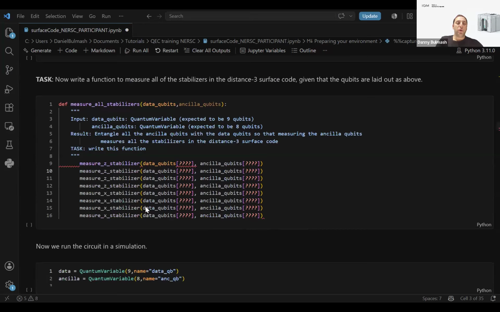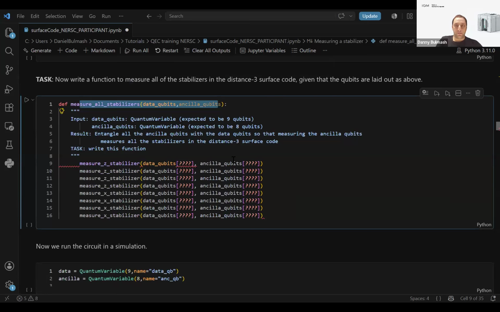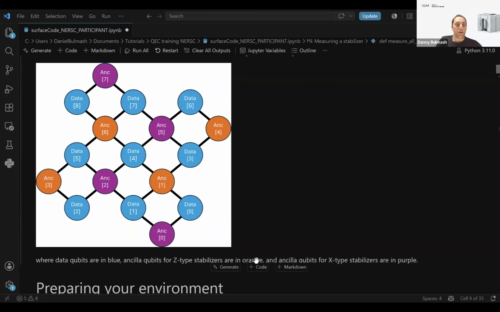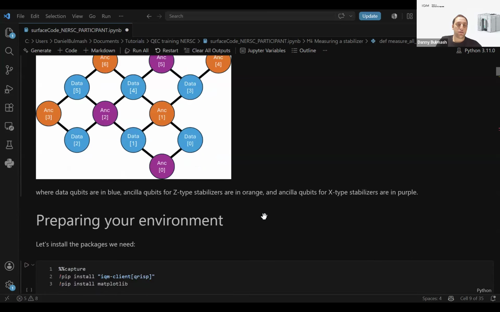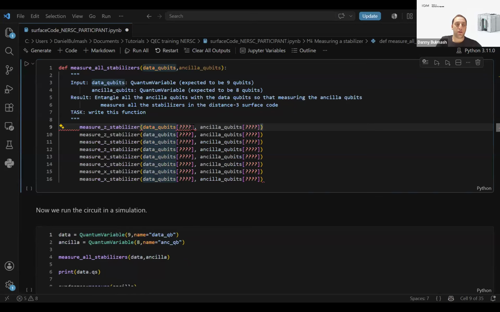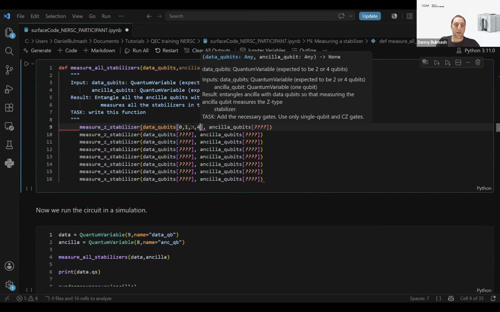So the idea here was that we want to measure each stabilizer. So what data qubits are involved in the first one of the Z stabilizers? Well, let's go take a look. Z stabilizers are in orange, we're told. And so one of them involves data qubits 0, 1, 3, and 4. So let's put those data qubits in here. It's going to be data qubits 0, 1, 3, and 4, right? Because those are the qubits involved in one of the Z stabilizers.